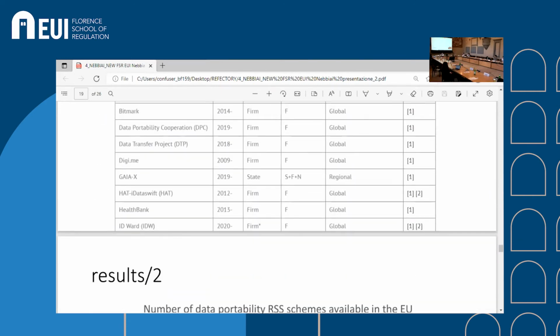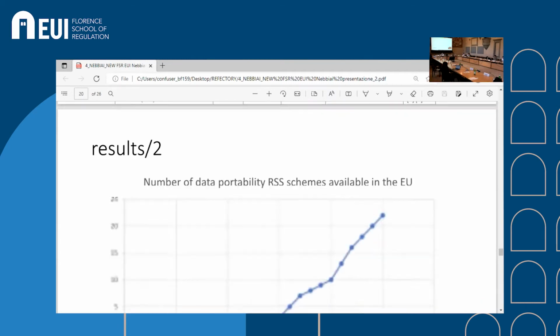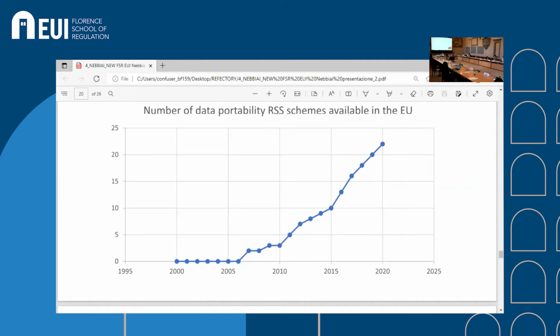And this makes sense because we can think of these schemes as a possibility to join a network. So the wider the network, the better for the members. Secondly, we can see how many data portability schemes emerged in the last years. And we can see that this is the number of available schemes. So it is a cumulative indicator. But we can see that there was a growing trend in the last years. And of course, it is not a surprise because the topic of data portability and of data flows emerged in the last 20 years. But it is also interesting to see that these schemes were available way before the GDPR was enacted.